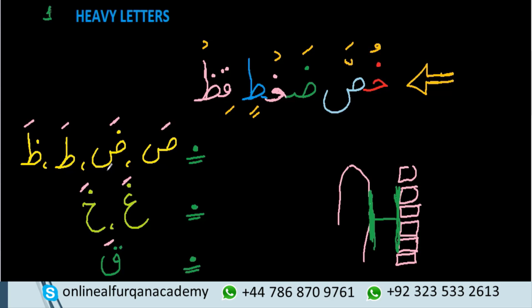mouth becomes in little bit O shape. Now just focus on this thing. Say that again. Sa. Your lips are in little bit O shape. Da. Ta. Za. We are not going to change the shape of the lips, right? All these letters we can pronounce in the same shape of the lips. This is gha, kha, qa. So all these 7 letters we can pronounce in the same shape of the lips.